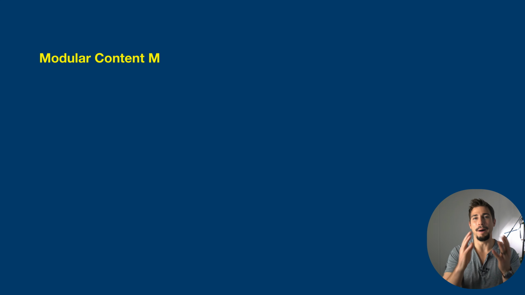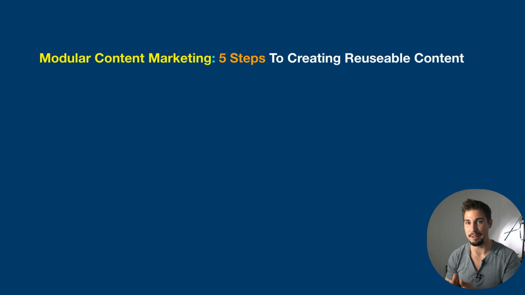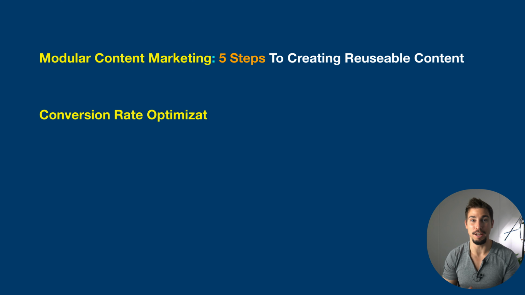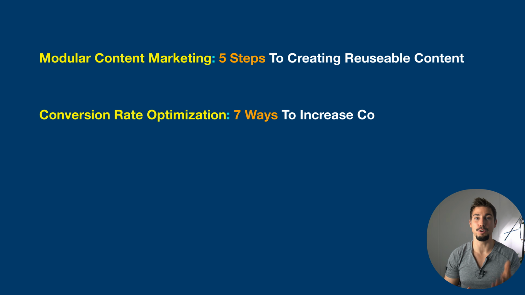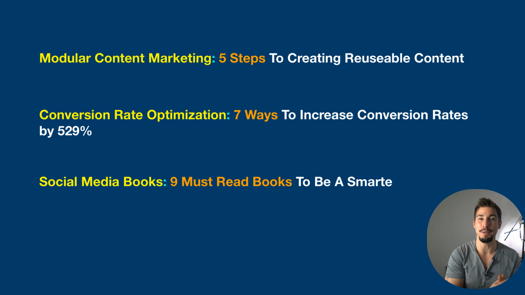For example, modular content marketing, 5 steps to creating reusable content; conversion rate optimization, 7 ways to increase conversion rates by 529%; or social media books, 9 must-read books to be a smarter marketer. Are you starting to see the pattern?